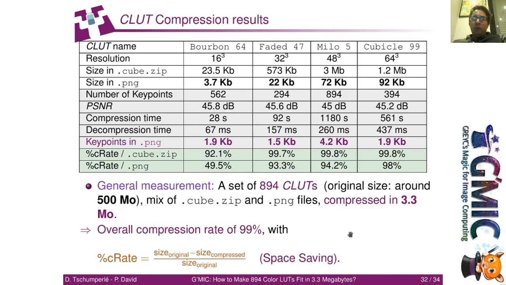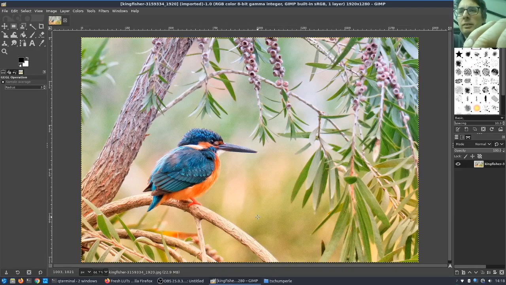What does this allow for the user of the GMIC software? Let me show you a demo of some of the filters in the GMIC-Qt plugin that use the decompression technique. So here we are. I've launched GIMP and I've opened an image file with a kingfisher bird in it. And I will show you in the GMIC-Qt plugin 3 different filters that deal with these CLUT compression, decompression techniques in order to propose filters to change the color mood of your image.